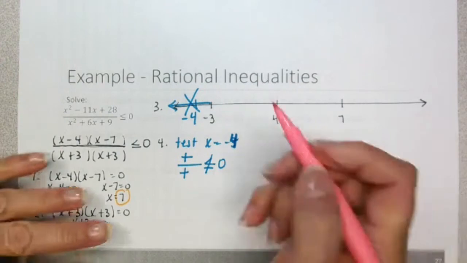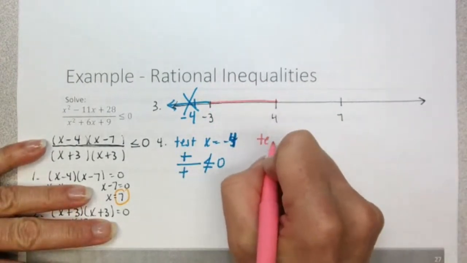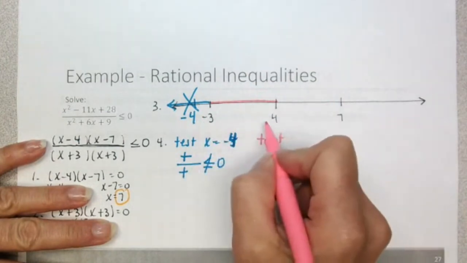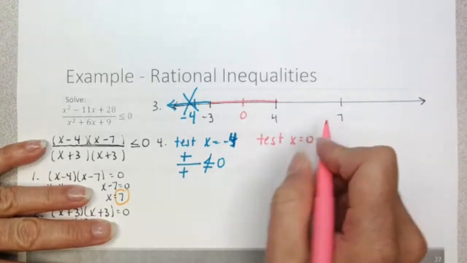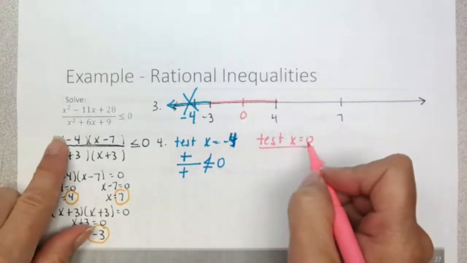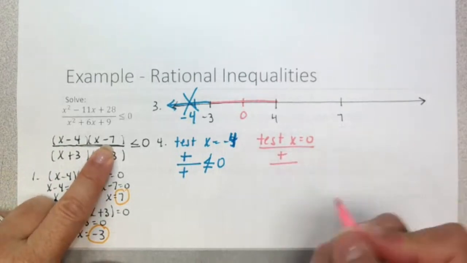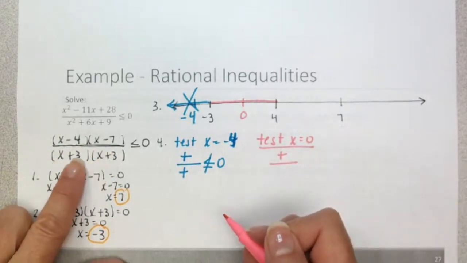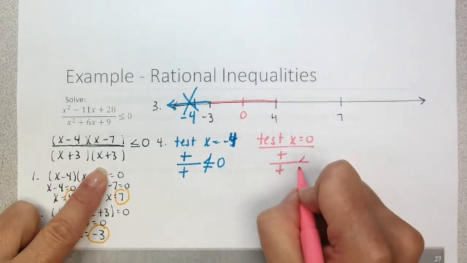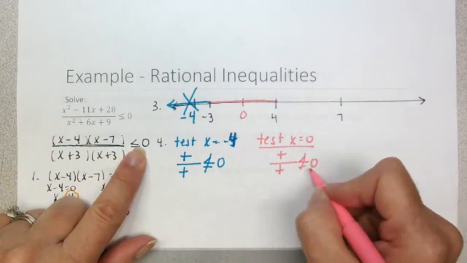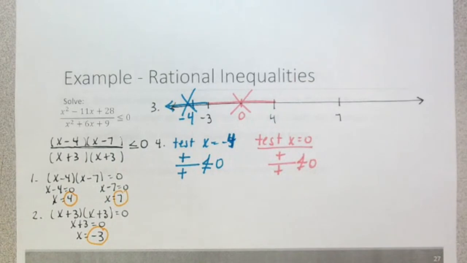Let's go on and test the next interval. Negative 3 to positive 4. What value should we test in there? 0's in there, and that's an easy one. So let's test x equals 0. Okay, if x is 0, the numerator is negative 4 times negative 7. That's a positive numerator. The denominator is 3 times 3. That's positive 9. So we're positive over positive. Again, this one is not less than or equal to 0 either. So this is also not an interval that satisfies our inequality.